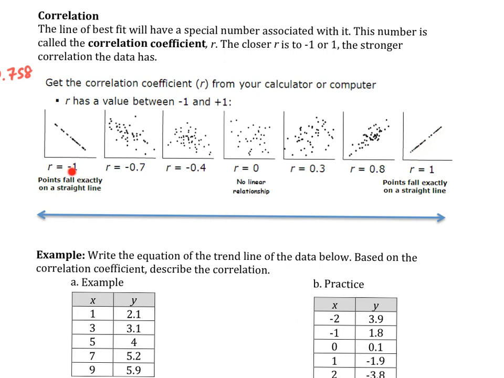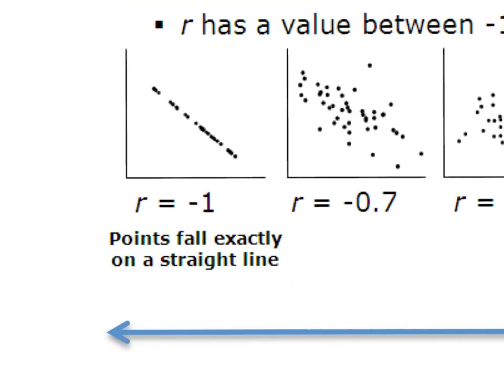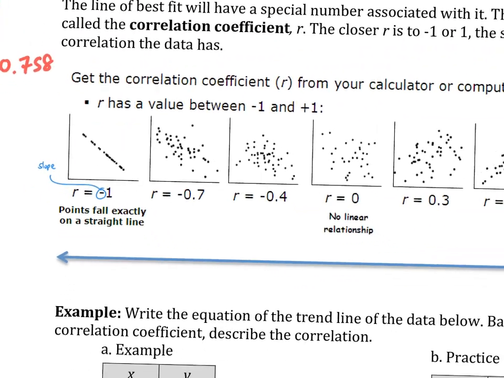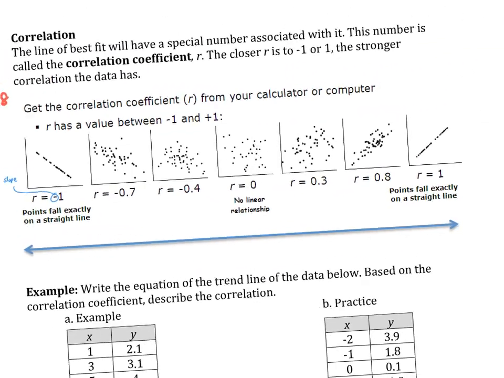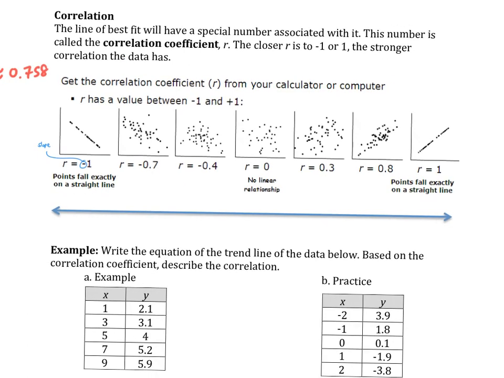Notice the negative does not mean bad. The negative means negative slope. The negative describes the slope. It's a negative slope with a perfect correlation. Now, if we were to think about it as a spectrum, we would say that at a -1, we would have a perfect correlation, and at a +1, we have a perfect correlation as well. Just one of them's positive, one of them's negative.